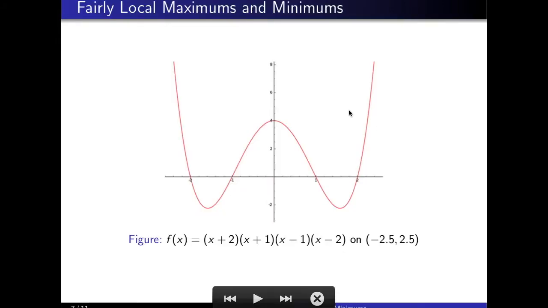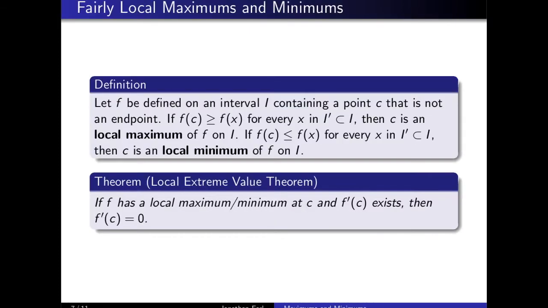Okay, so let's come back to this W curve. We'd said that if, instead of looking over the interval minus 2.5 to 2.5, we just looked over, say, minus 1 to 1, we'd get that x equals 0 would give us an absolute maximum. But when we look over the interval minus 2.5 to 2.5, it's not an absolute maximum anymore. So we can talk about different kinds of maximums and minimums as well. We'll talk about what are called local maximums and minimums.